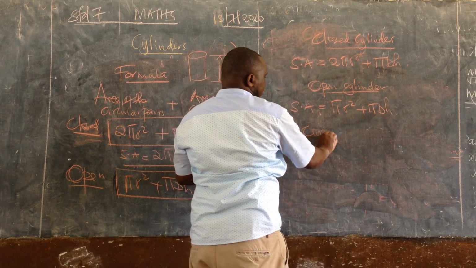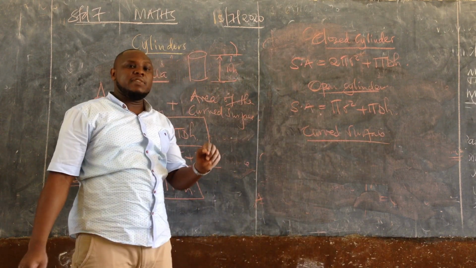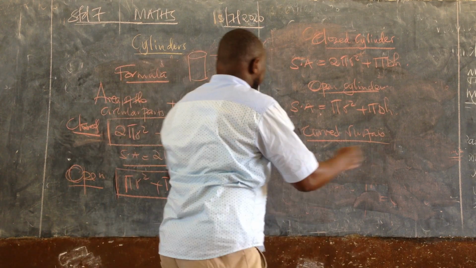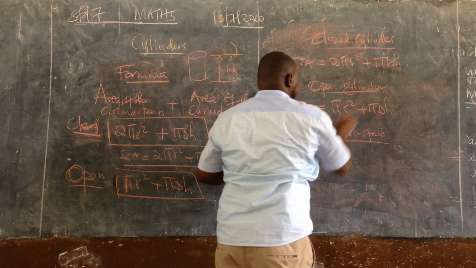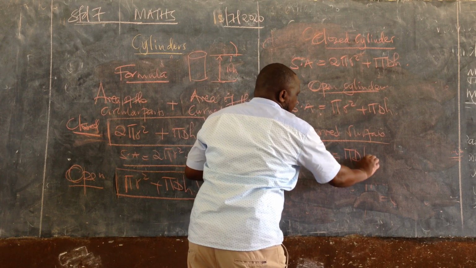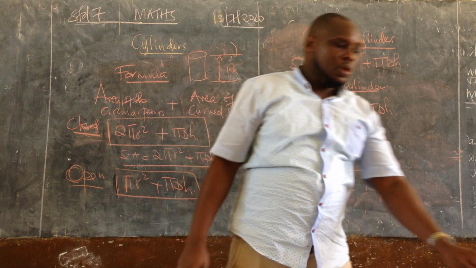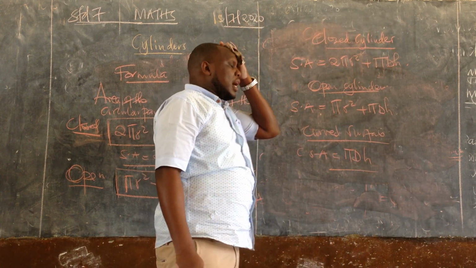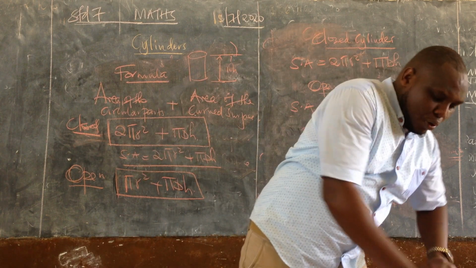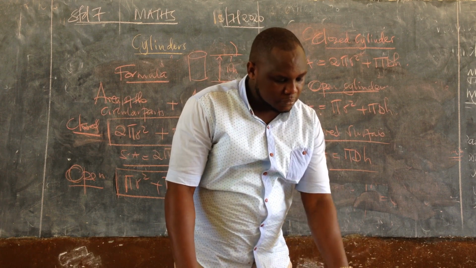Then the curved surface, because sometimes you can ask for the curved surface only. The curved surface, remember I said, is the area of the rectangular part. So the rectangular part is this part. So curved surface area is going to be pi dh. So these are the formulas that are going to guide you through to be able to do any work that you're given about cylinders.